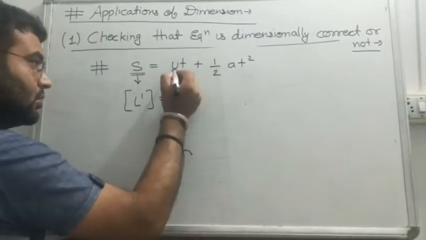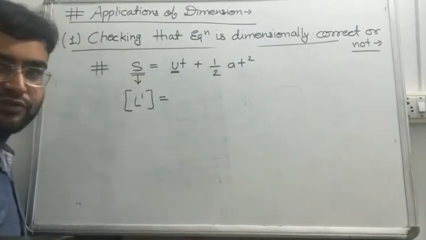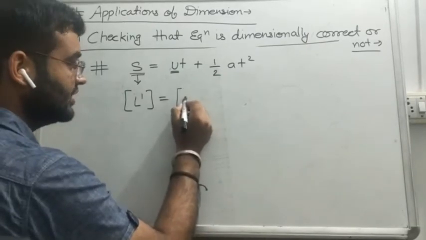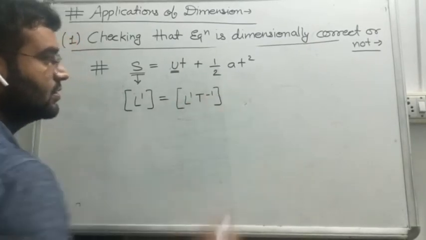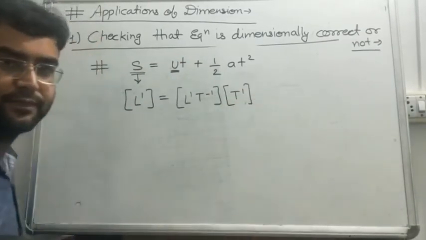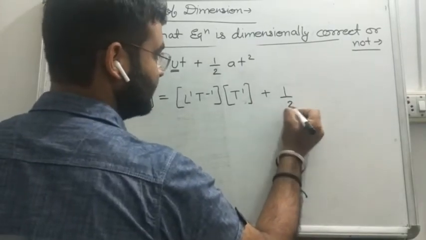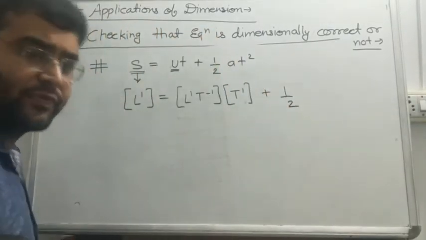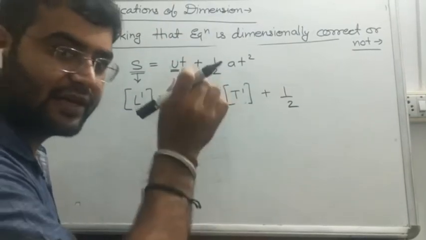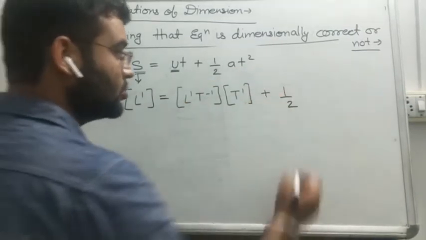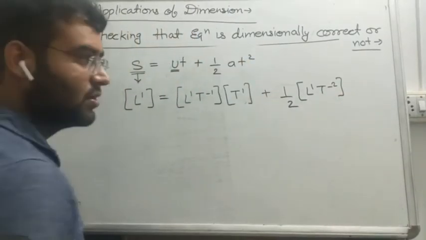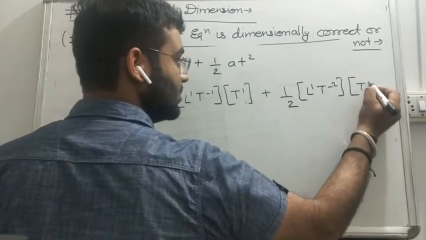then u. What is u? u is the initial velocity of the object, meaning meter per second. For that, you can use the dimension L¹T⁻¹. And for the time, you can use the dimension T¹. Then again plus half, then the dimension of acceleration. What is the unit of acceleration? Meter per second square. For meter L¹, for second square T⁻². So the dimension is L¹T⁻². And for t square, you have the dimension T².